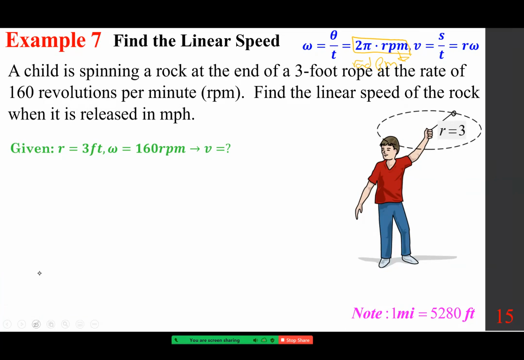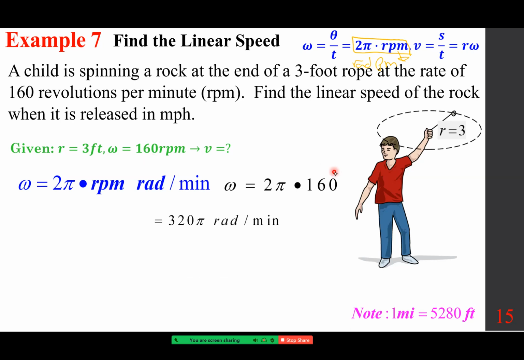With that being the case, let's calculate the omega, 2 pi times RPM. And the RPM is 160. So we multiply the two and we end up with 320 pi radians per minute. So this is our omega, or the angular velocity. So the angular velocity was given. All we did, we changed the units. So please, again, understand when we multiply by 2 pi, we are changing the units. We are not changing anything, just the units.